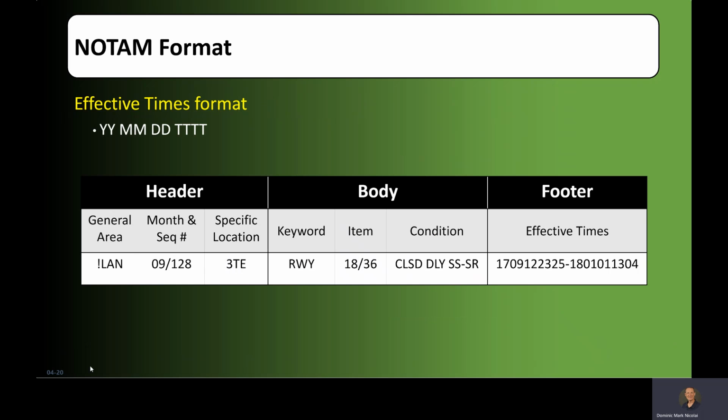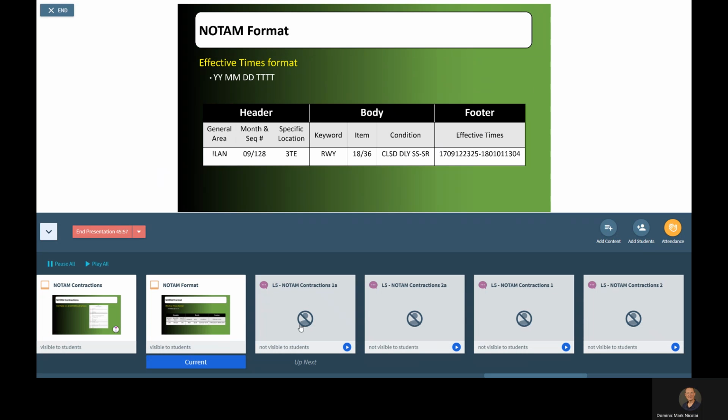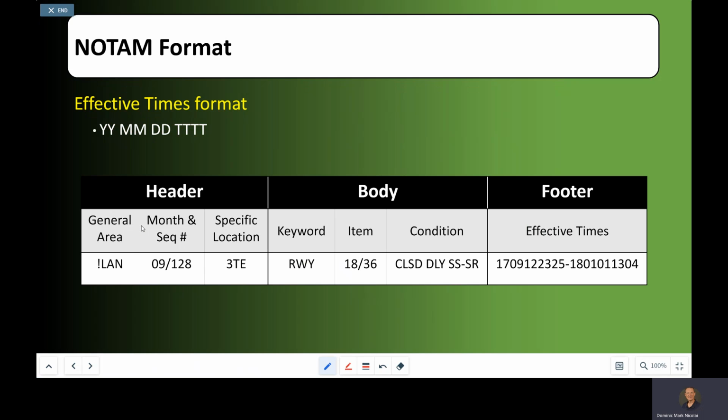First one, hold on. No, I'll tell you, okay, yeah, let's hit this slide first. Let's talk about the NOTAM format, and then we'll get into those different contractions there. So a NOTAM format for you is generally the same in terms of a header, a body, and a footer information. Let's start with the header over here.